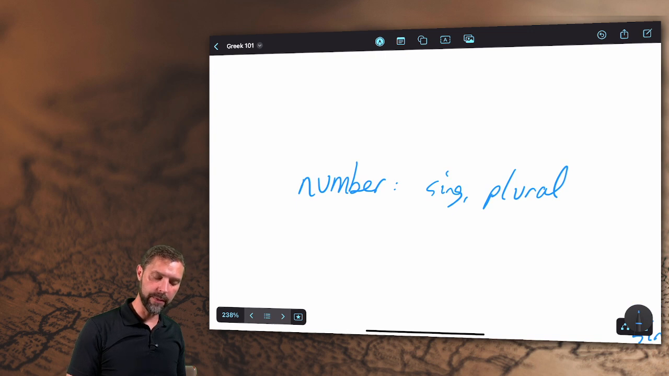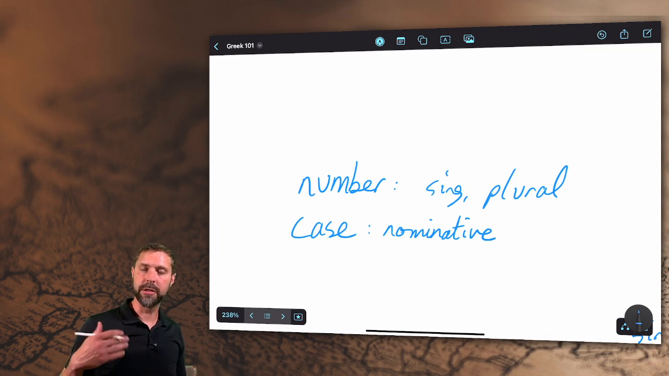But we could also talk about, for Greek nouns, the concept of case. And that was what we talked about last time. Hopefully you remember the cases. Whether you remember the titles or not, that can come with time. But the cases are nominative. Nominative nouns are going to function as subjects.